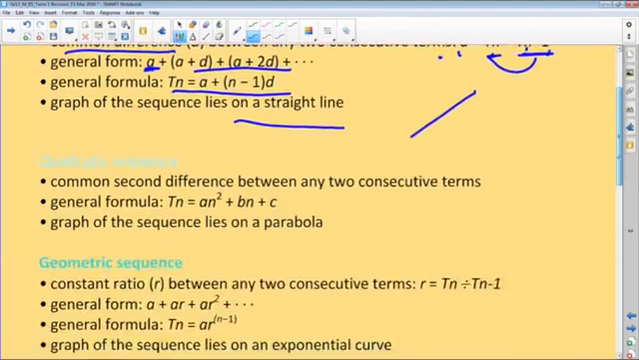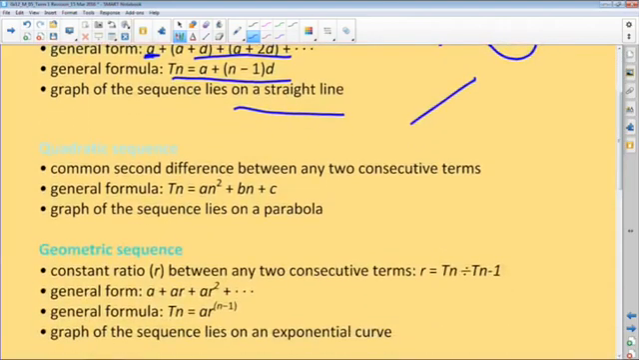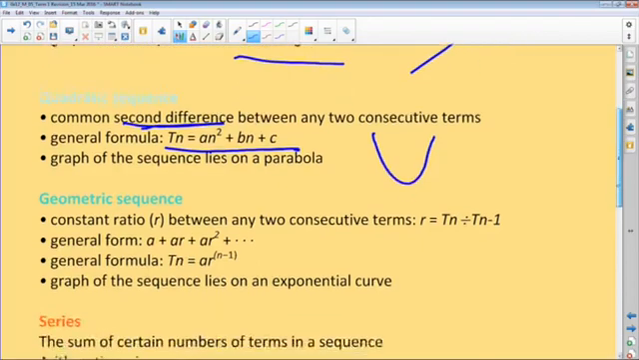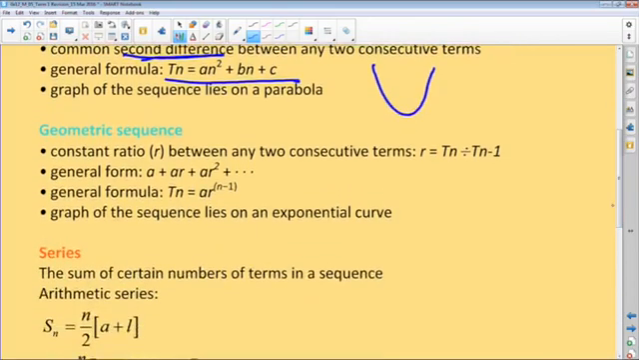Okay, then I asked you to talk about quadratic sequences. Now, what you need to remember in a quadratic sequence is that there isn't a constant first difference. When you're dealing with quadratic sequences, what we're looking at is a constant second difference between any two consecutive terms. The general formula you will use to find any term, Tn is an squared plus bn plus c, and if we had to graph the sequence, it would lie on a parabola, because remember, all patterns can be represented by graphs.